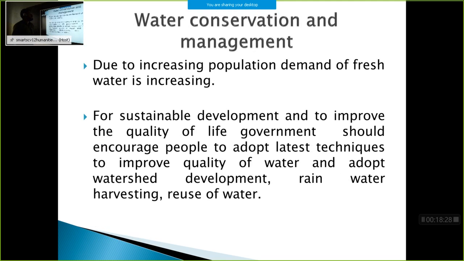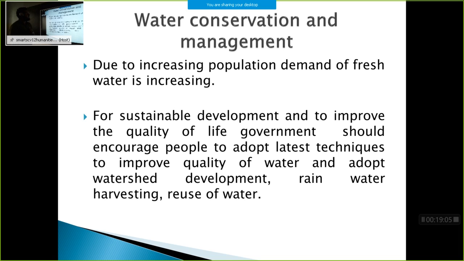Now, water conservation and management. Water conservation and management is also an important topic to be discussed, because we were just discussing the problems of water scarcity, problems which are going to be faced by the future generation. We were talking about the pollution in water. We were talking about how we are not able to store the amount of water which is received during rainfall. So now we have to discuss the conservation and the management of water.